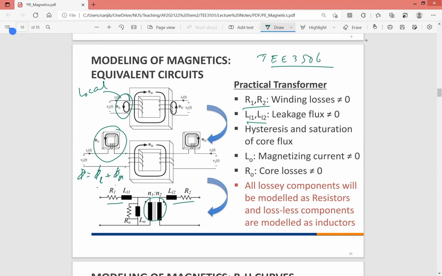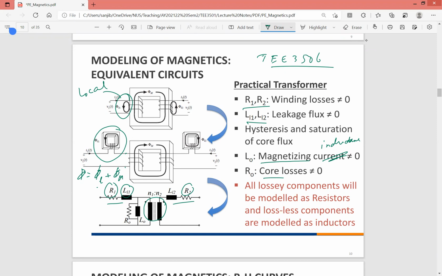Okay, so what are the other terms here? R1, R2 are basically the winding resistance. LL1, LL2 are the leakage inductances. R0 is the core loss. L0 is the magnetizing inductance actually. The current flowing through that is called a magnetizing current. So R0 is actually a resistor representing all the losses in the core.